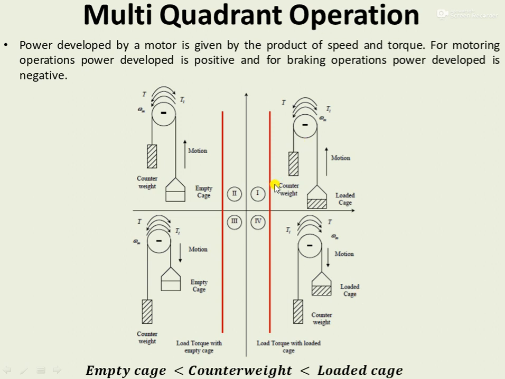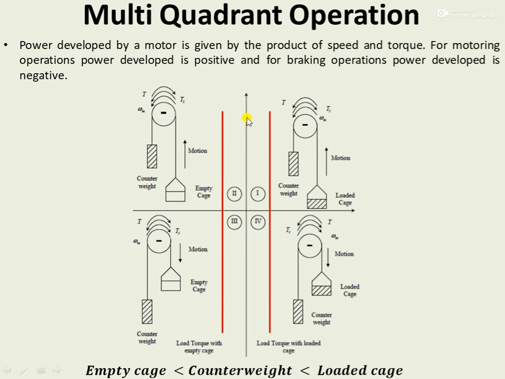In this case, we have considered a hoist mechanism as an example. It's not necessary that only a hoist be used for understanding this multi-quadrant operation. Now we will discuss the multi-quadrant operation in a hoist. In this first quadrant, both the torque and speed are having positive signs. The positive sign of the speed is indicating the forward direction of motion.